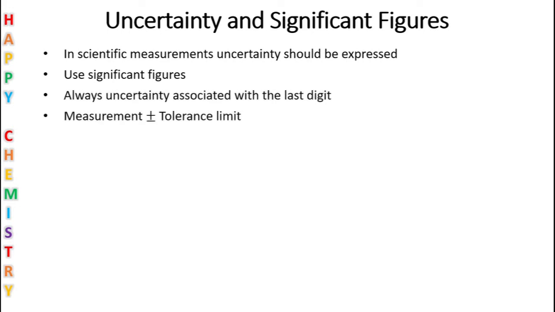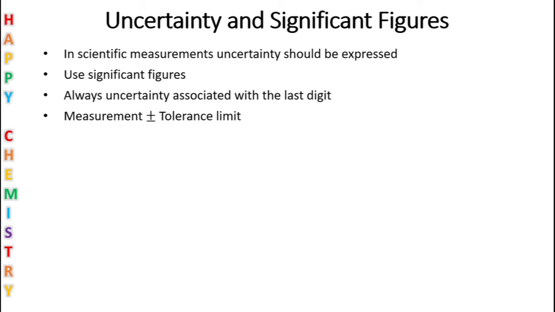The general rule is: in scientific measurements, there is always some uncertainty associated with the last digit. The number that includes the last digit with uncertainty is called the tolerance limit. All the digits, including the uncertain one, are significant. We will see an example.